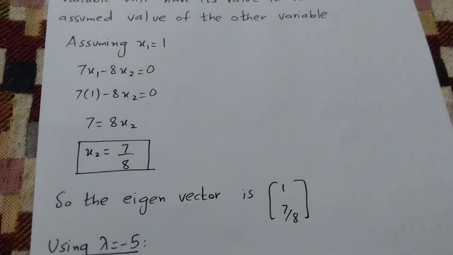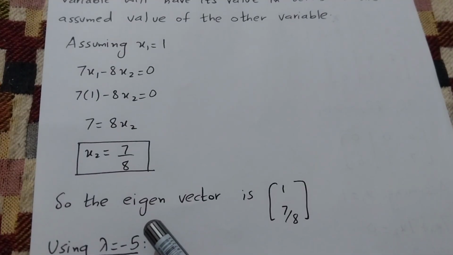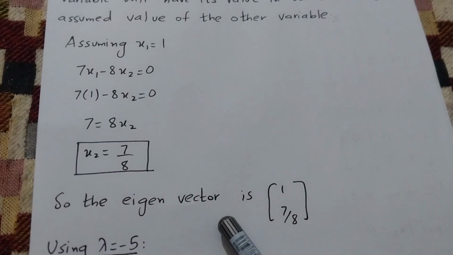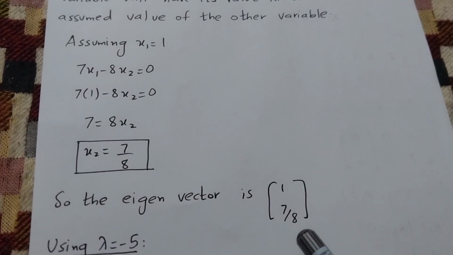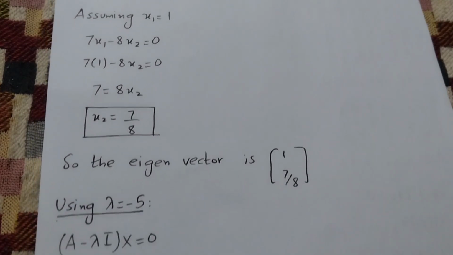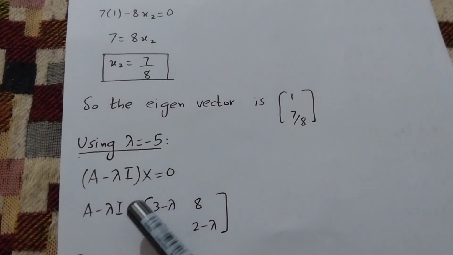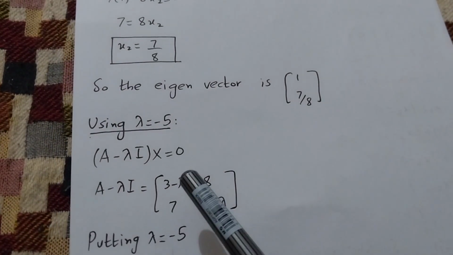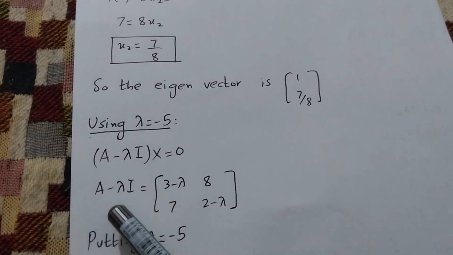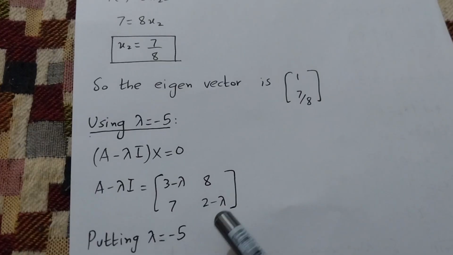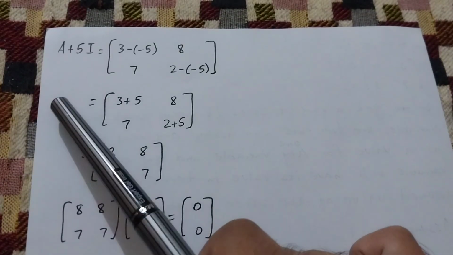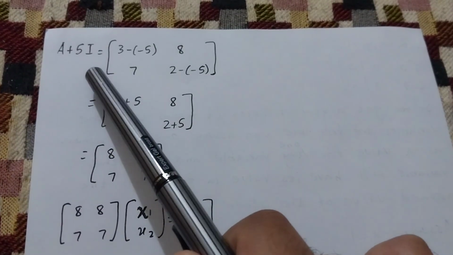So our eigenvector, when we take the eigenvalue lambda equal to 10 in this particular problem, is 1 and 7 by 8. Now we'll use the same procedure to get the eigenvector for the second eigenvalue, which is lambda equal to minus 5. So we'll just plug the value of lambda as minus 5 into this A minus lambda I matrix. So we get A plus 5I, because lambda is equal to minus 5.